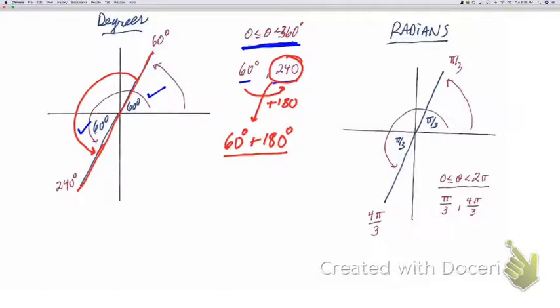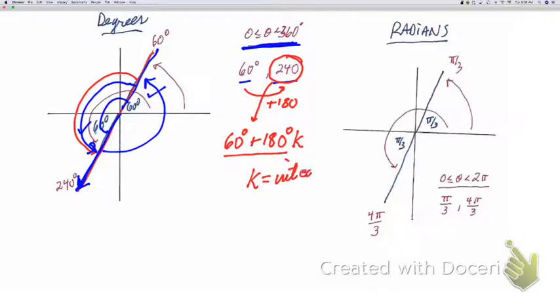All right. Now here comes the kicker. We could just continually add 180 degrees. We add 180 degrees, we land on that answer. Add 180 again, we'll land back on our 60. Add 180 degrees again, we'll land right on our 240. So you get the idea. So we could actually add 180 degrees k times, where k is any integer.